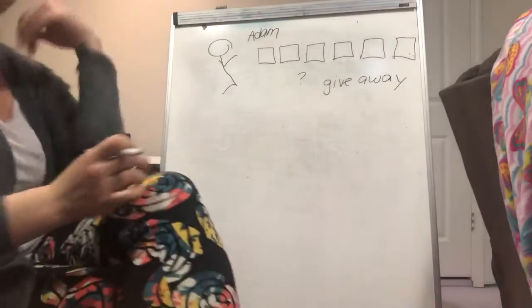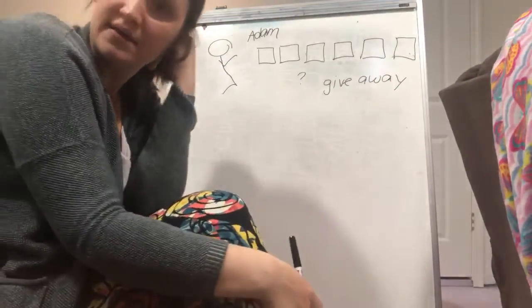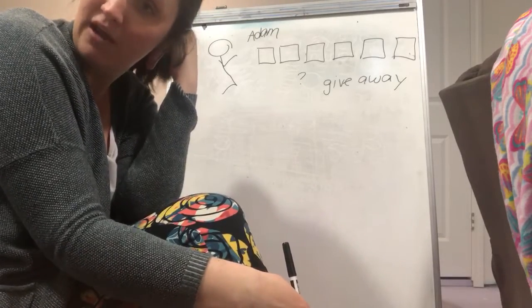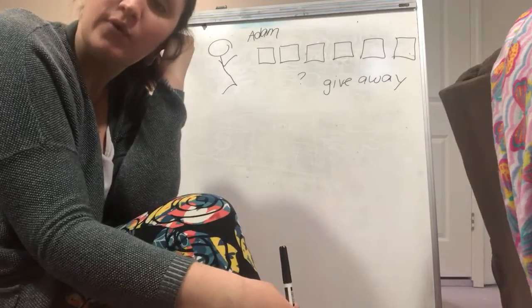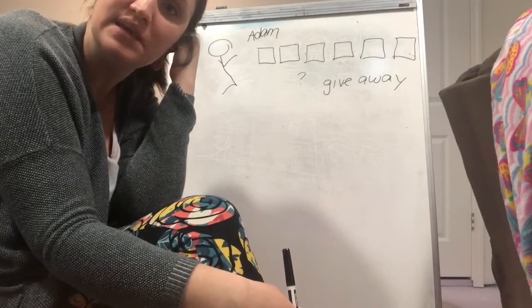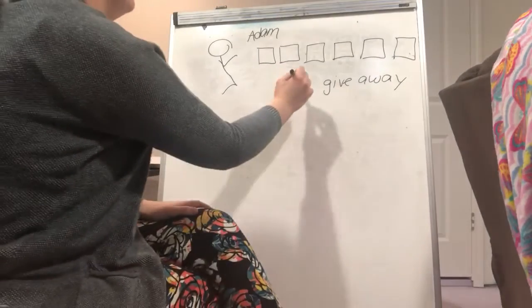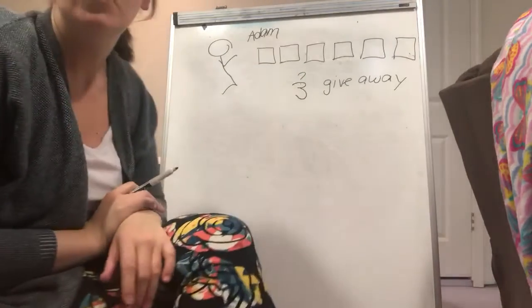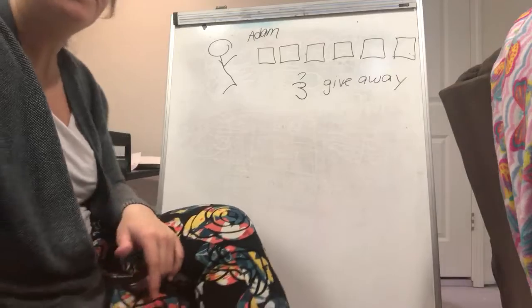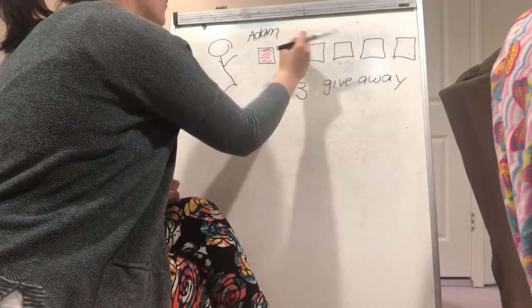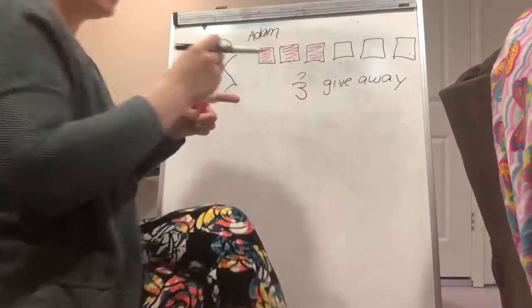So Adam was hanging out with his friends. He opened a pack of Starbursts, and his friends were all greedy. Like, can I have one? Can I have one? So he shared. He was nice. He ended up giving away 3. So shade in 3. And tell me, what is the fraction for what he gave away?